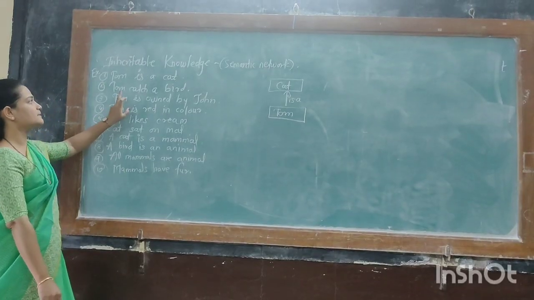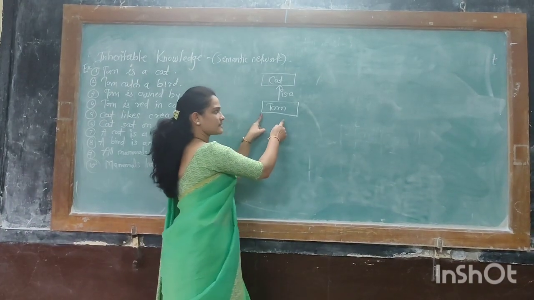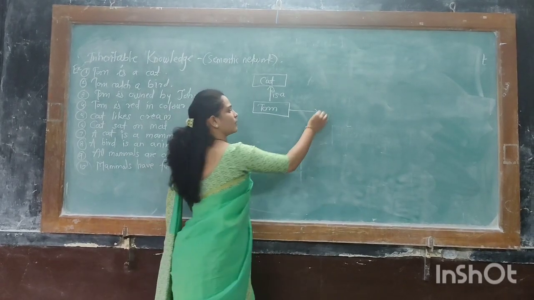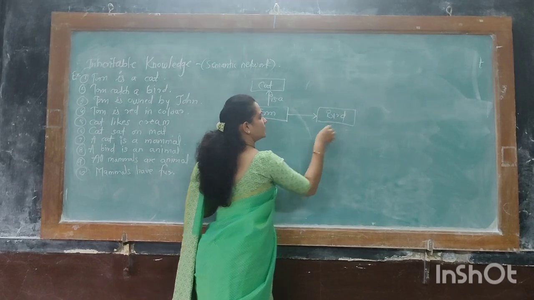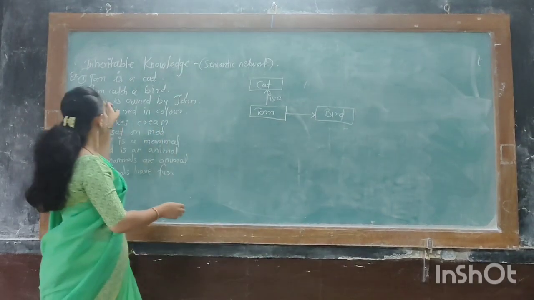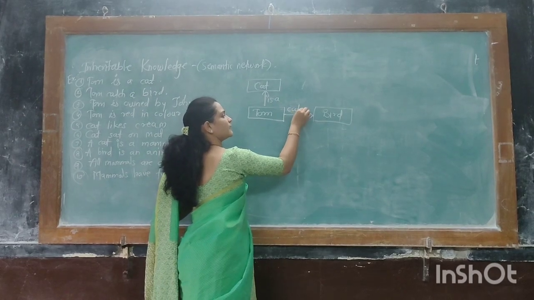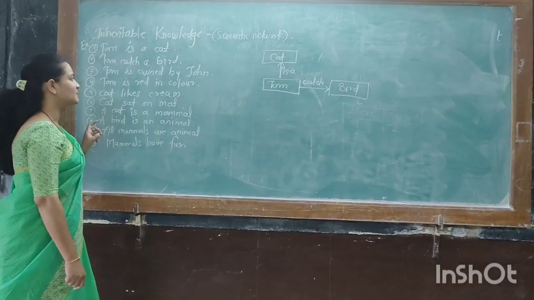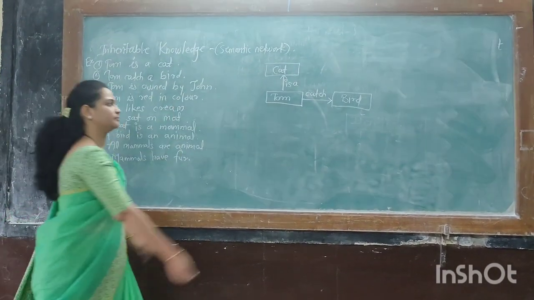Another statement is Tom catches a bird. Tom already exists here. Then we have to draw one link from Tom to bird. Since the statement is Tom catches a bird, on that arrow we have to write "catch". So Tom catches a bird.